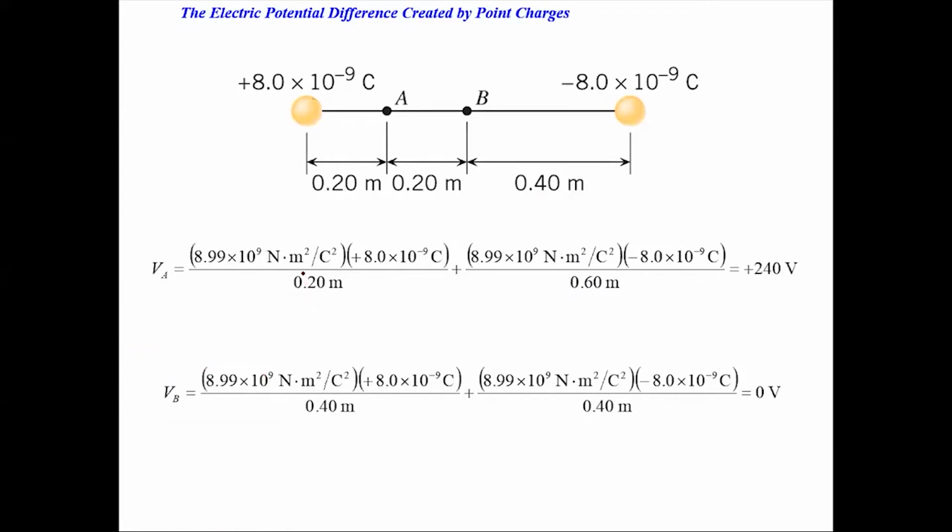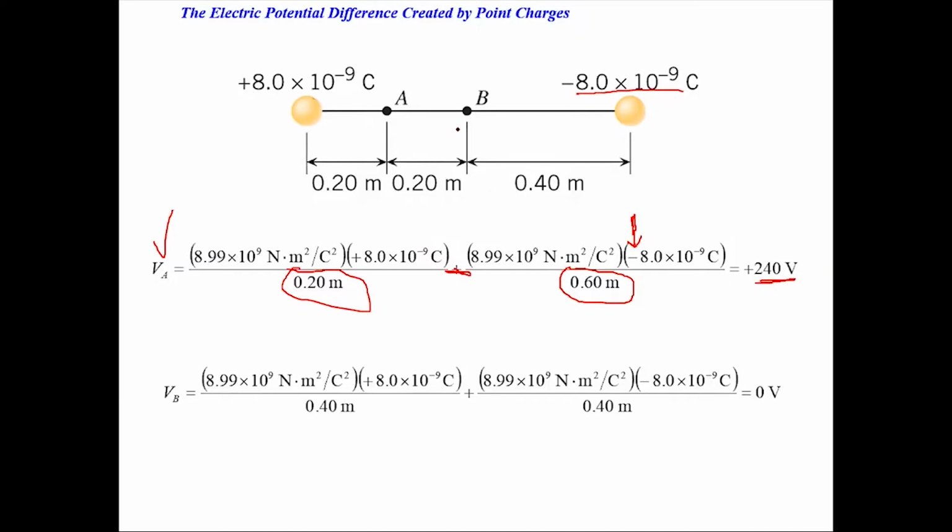So this distance is 0.2 and the other distance is 0.6. I have to take the sign into account, and you put the sign here, okay? Then here, this is for A. If you take the sign into account, this plus and this minus, you subtract this from that, then you get 240.